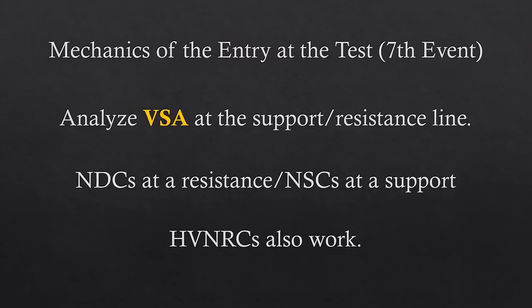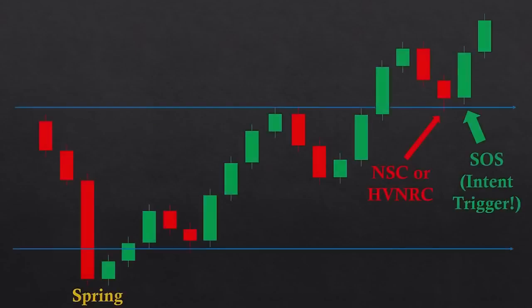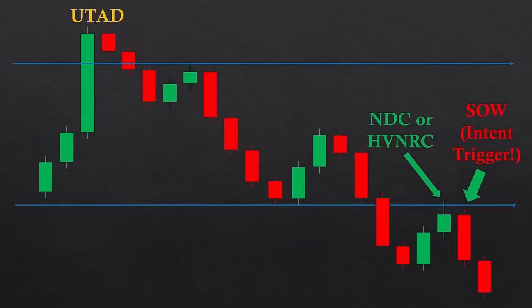In this illustration, you can see an example of an entry at the test, the last logical event, in the case of an accumulation structure. In this next illustration, you can see an example of an entry at the test, the last logical event, in the case of a distribution structure.